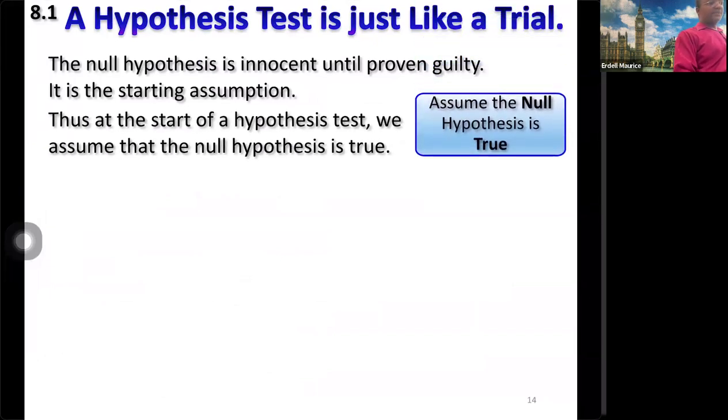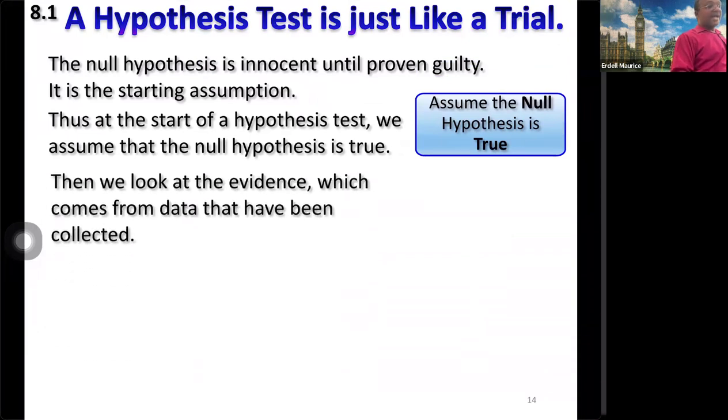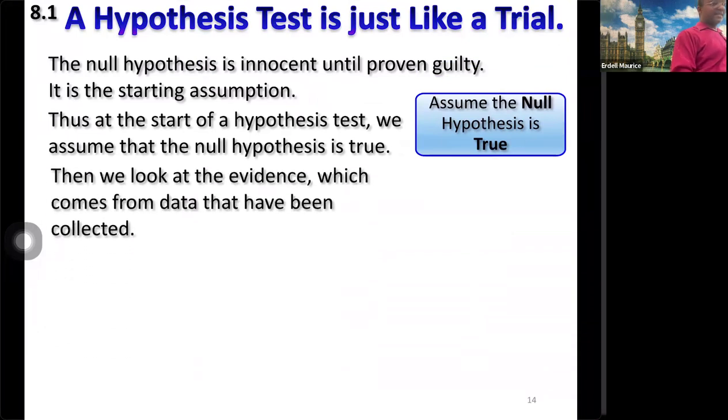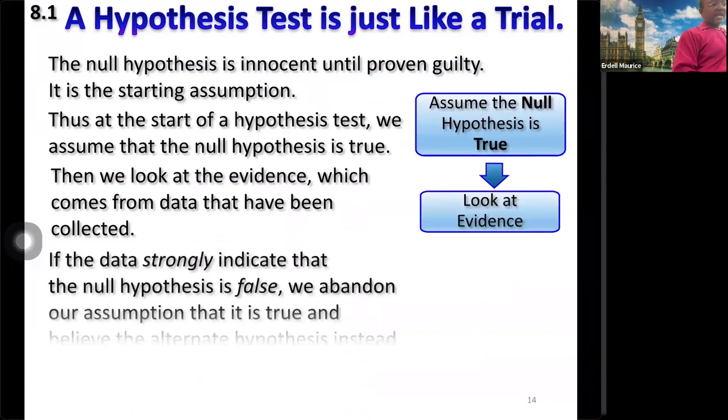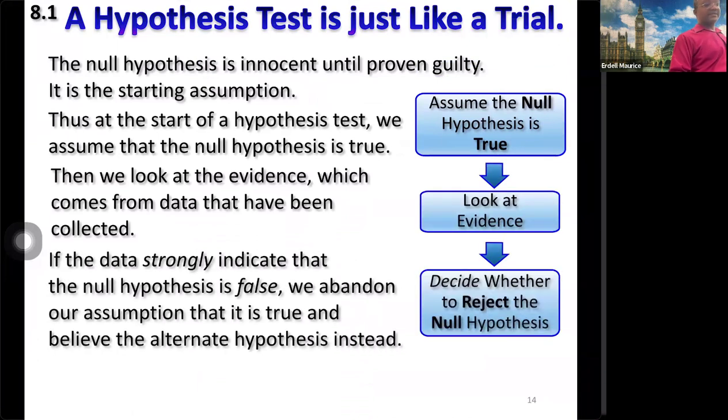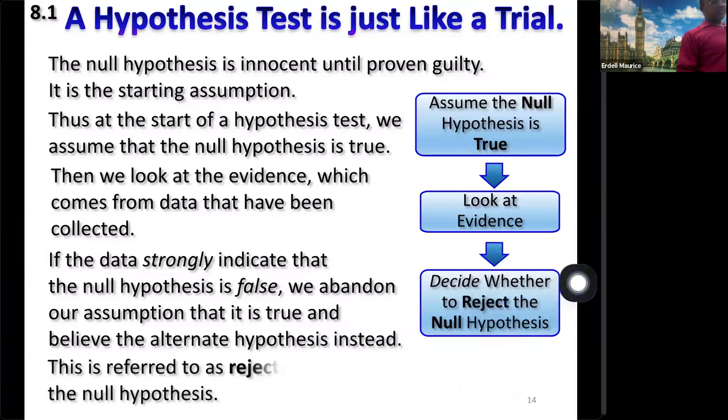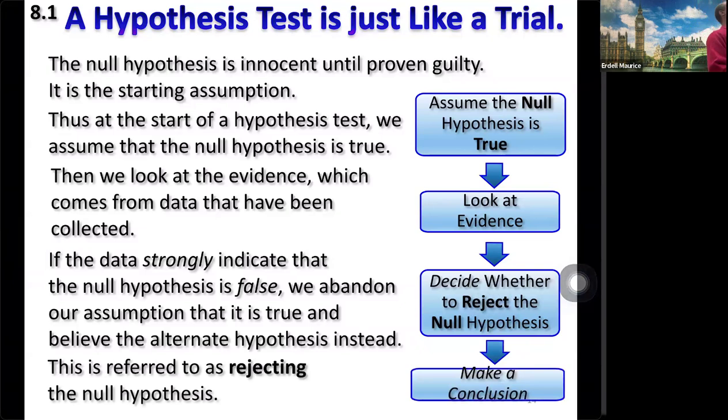So basically, the way the process works right here is we start with the assumption that the null is true. And then we look for evidence from data that we have collected. After we look at this evidence, we have to decide whether or not to reject the null hypothesis. Again, everything is keyed off the null hypothesis. And if we reject the null hypothesis, then we will assume that the alternate hypothesis is true. All right?